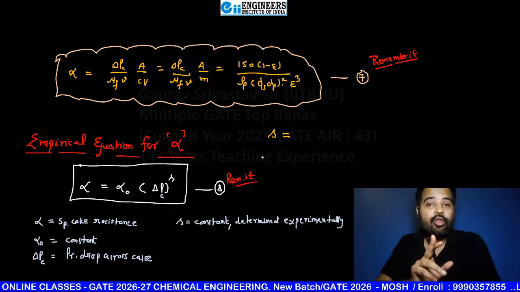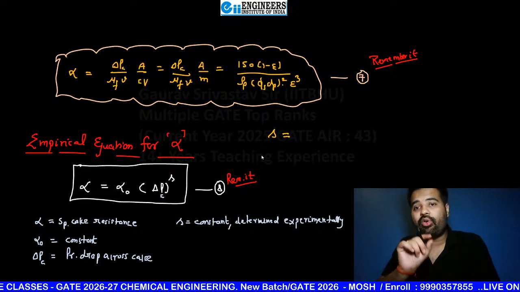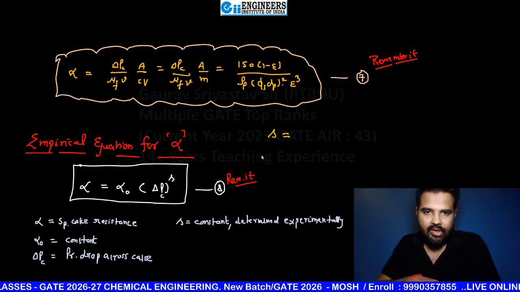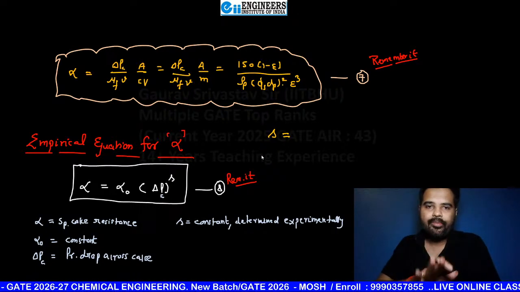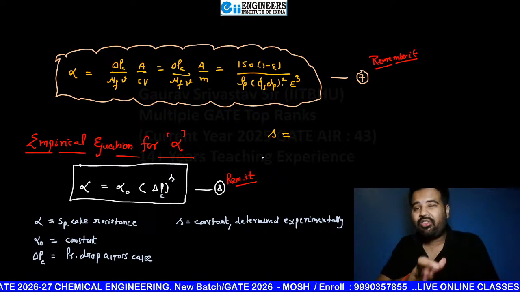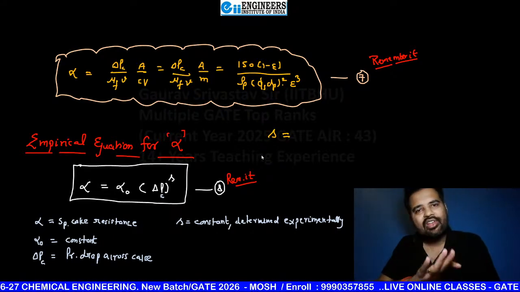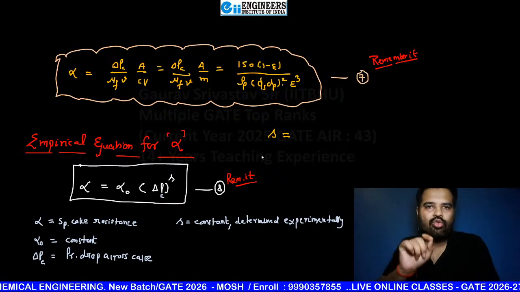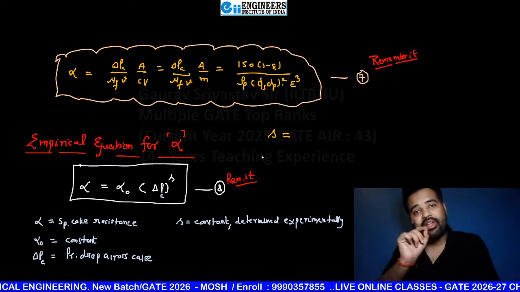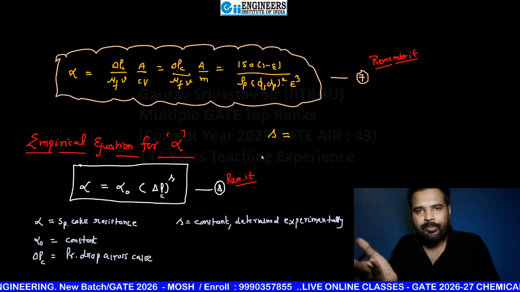Its values, three possible values: either it can be 0, it can be 1, or it can be between 0 and 1. And if someone asks you what is alpha naught, you say it is a constant. Why is it a constant? Because when the pressure drop value is unity, alpha becomes equal to alpha naught. So this is the value of specific cake resistance when pressure drop is unity. Then alpha is equal to alpha naught.